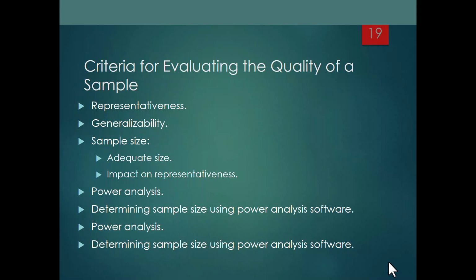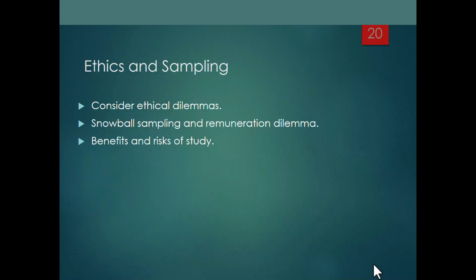Normally we use 0.05 or lower. You also need to know what power level you plan to use. Normally we use 0.80 or higher. And you also want to know what effect size you plan to use. Normally, we use Cohen's d, where small is 0.20, medium is 0.50, and large is 0.80. Social workers should consider how sampling strategies might present ethical dilemmas.